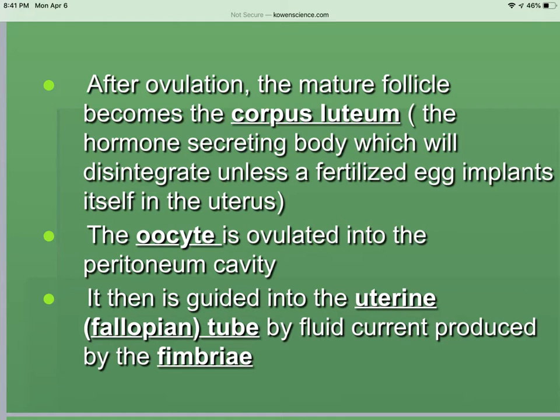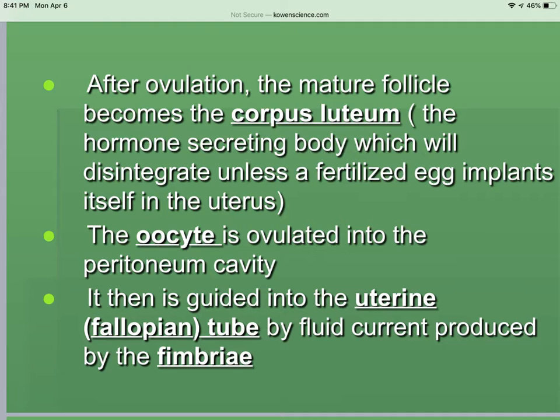So after ovulation, the mature follicle becomes the corpus luteum. Now, the corpus luteum begins to secrete hormones. It will continue to secrete hormones if the egg is fertilized and implanted into the uterus. If the egg is not fertilized and is not implanted into the uterus, the corpus luteum will begin to disintegrate.